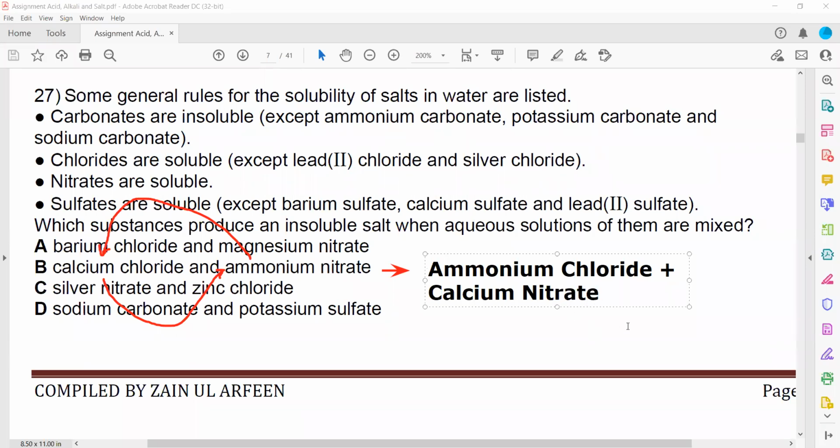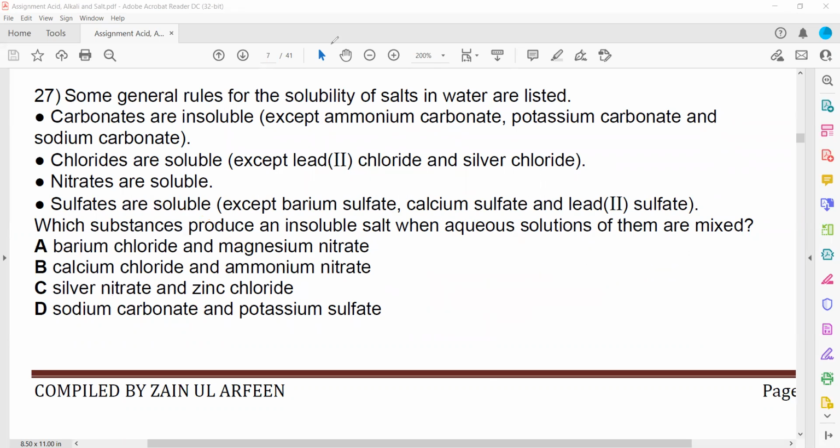Again, when we check ammonium chloride, most chlorides are soluble. So ammonium chloride is soluble, it will form a solution when dissolved. And all nitrates are soluble, so this will also be soluble. So it won't give any solid. We cannot obtain any salt from this technique, because both salts formed are soluble.